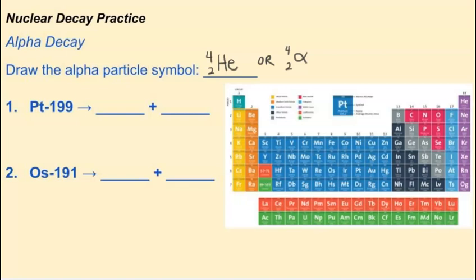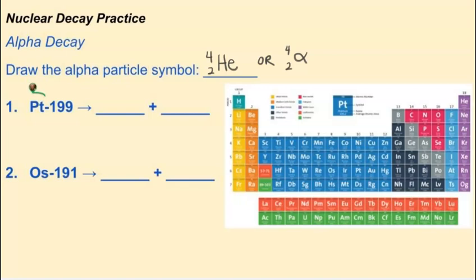Now it wants us to apply that symbol and to figure out what will happen if all of these different isotopes undergo alpha decay. And so for each one of these, we are going to have to figure out what the atomic number is, because we know that alpha decay impacts both the mass number and the atomic number. And in the problem, it only is giving us the mass number.